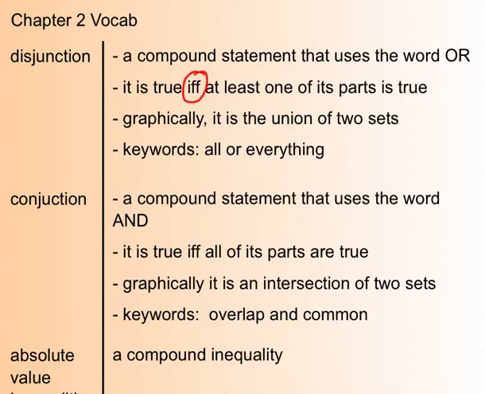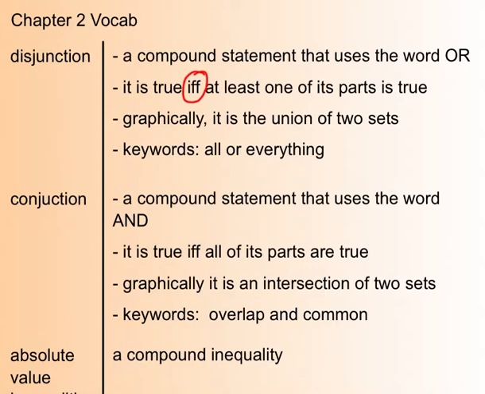So the first inequality could be true, but not the second. The second could be true, but not the first, or they can both be true. So we have a lot of options to make a true statement with a disjunction. When you graph it, you will graph the solution to both inequalities on the same number line. And some keywords would be all or everything.